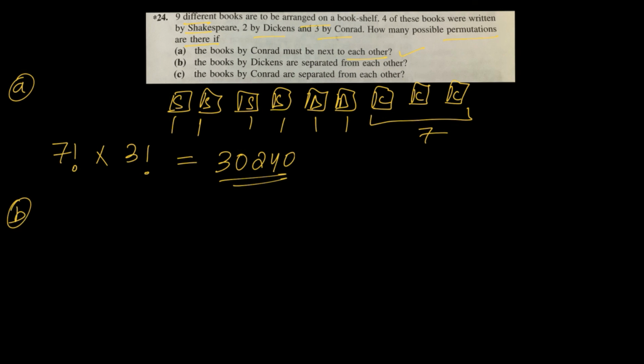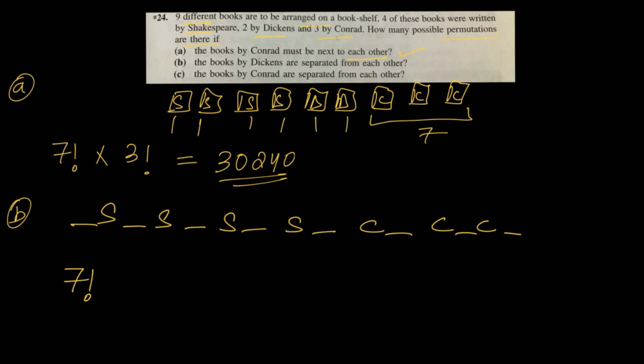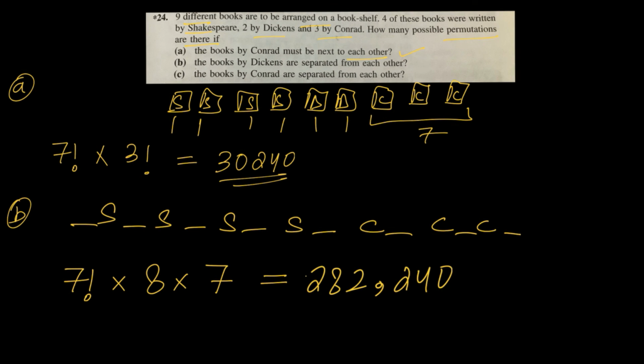Okay, now in the second part, it says that the books by Dickens are separated from each other. So we did 2 methods for this. I'm going to do the second one. So let's not consider the books of Dickens, and let's take these 7 books right now. We can have 7 factorial ways in which we can arrange all of these. And then we have 8 places. So we can have the first one in any of the 8 places and then the other one in any of the 7 places. So this will give us 282,240.